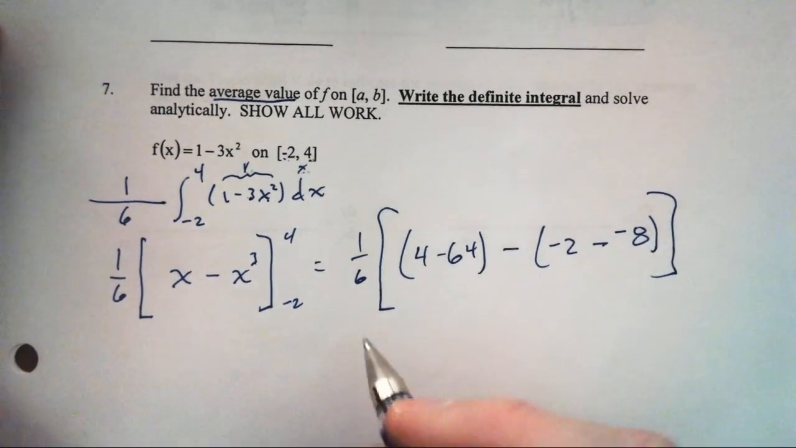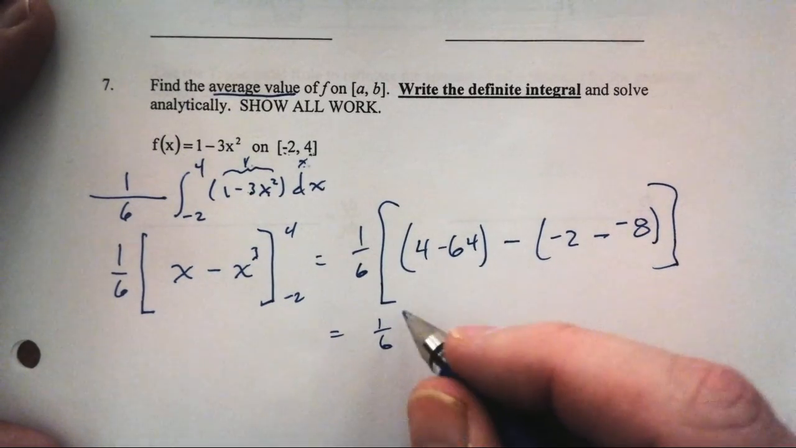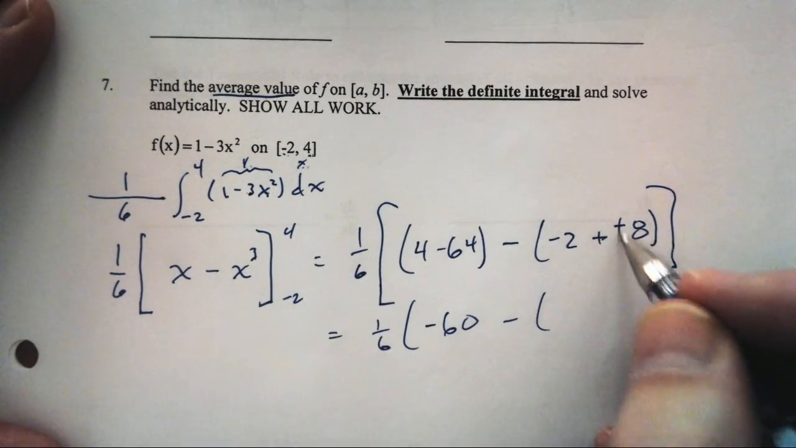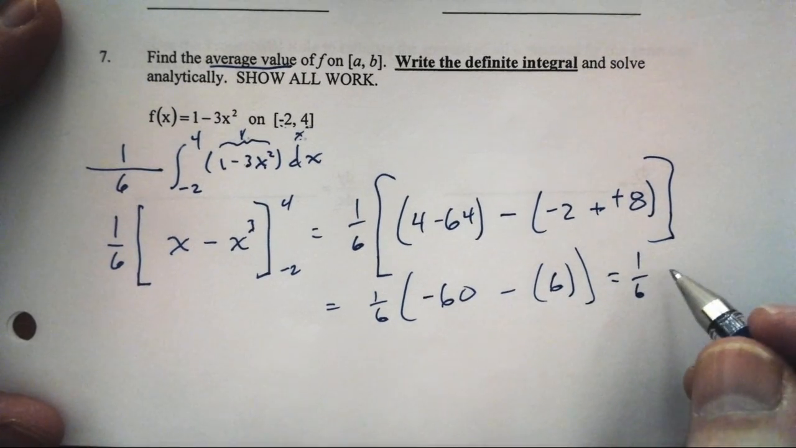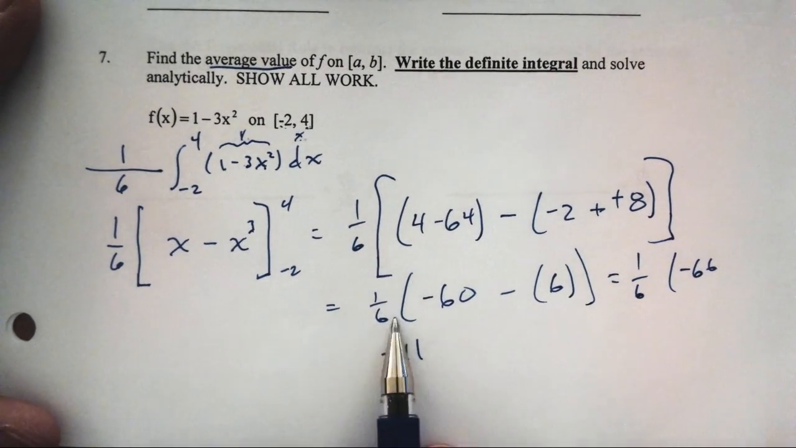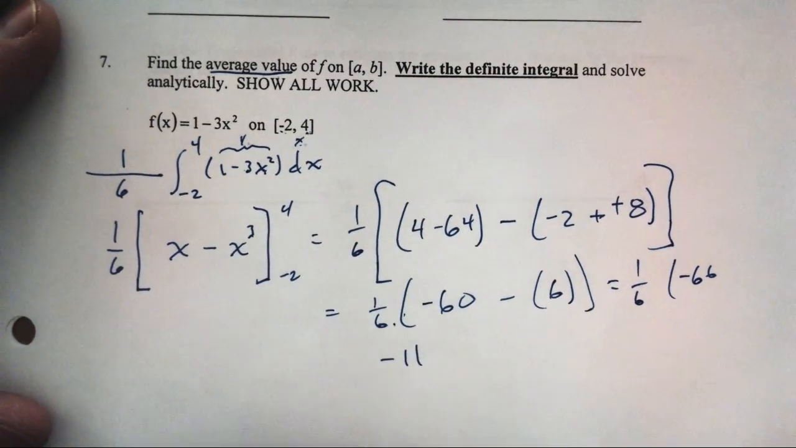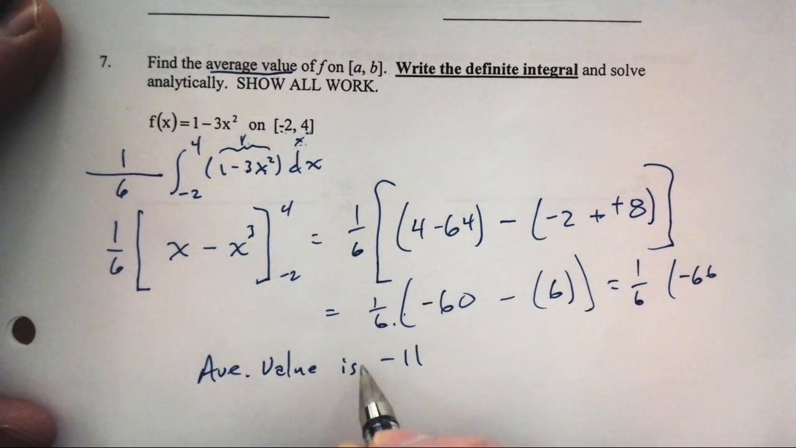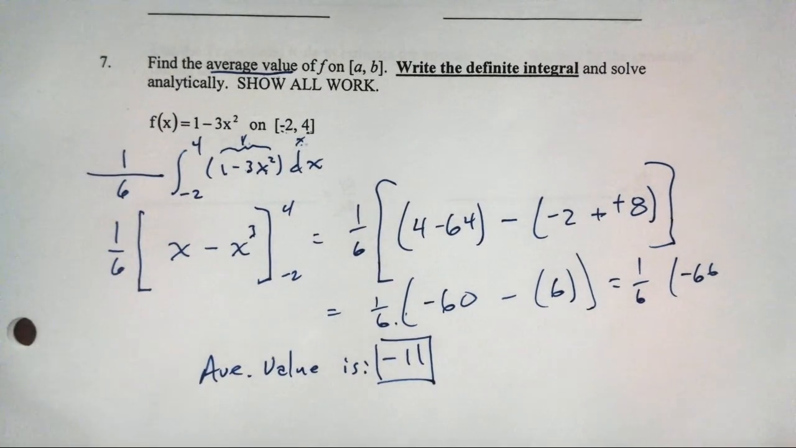And we're going to take our time on this. Equals 1/6. If you don't have a calculator for this, or if this is on a non-calculator portion, we're going to take our time. We get negative 60. I get minus 6. So I end up with 1/6 of negative 66. So negative 11 after I multiply in our 1/6. We're going to restate the question. So the average value is negative 11. So there we have it.